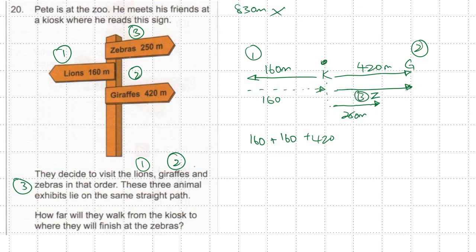So I'm already at giraffe. From giraffe, I must walk back this distance to go to zebra. So what is this distance here? This distance here is very obvious. It's 420 minus 250, which will give me 170. So I add back 170. If you do all the addition, from here, you will have 1910 meters. Okay?